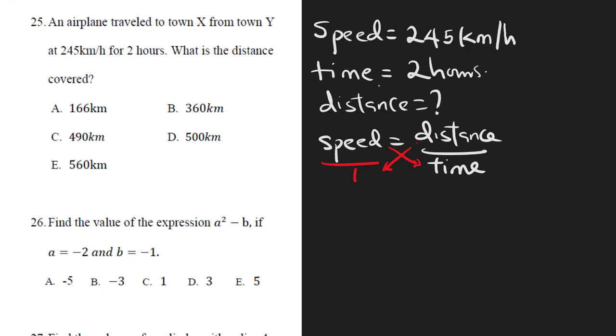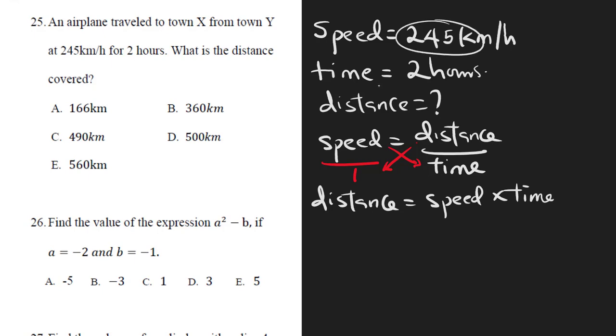So that means distance will be speed times time. So what is our speed? Our speed is 245. And what is our time? Our time is 2 hours, right? So that's times 2. So let's multiply it. 245 times 2.